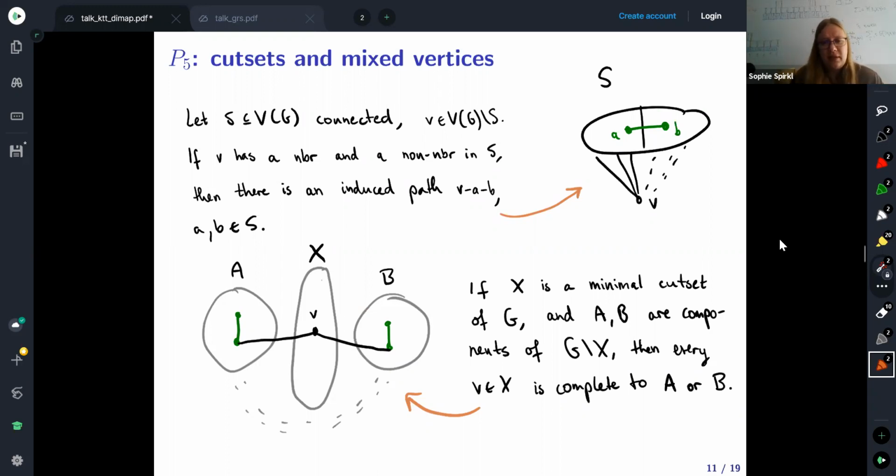So what does that mean? Well, it means that if we have a cut set X and look at a vertex V in it, then it will have a neighbor in every component we get after deleting X. But if it was mixed on 2 components, we would get P5. So X is complete, meaning adjacent to every vertex in all but one component. So that's our main power. When we look at cut sets in P5-free graphs, oftentimes many vertices are complete to components we get after deleting the cut set.